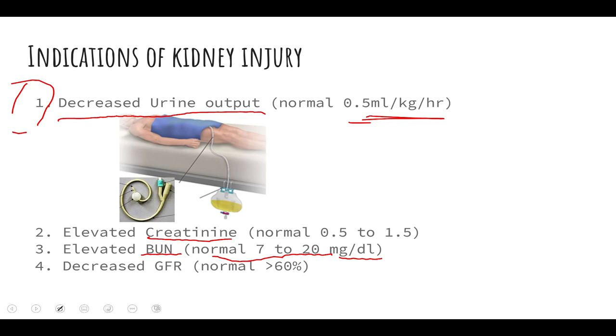Just to let you know, our normal BUN level is 7 to 20 milligrams per deciliter. So anything that is higher than that, in combination with a higher creatinine and a decreased urine output, should give you a good idea that you're having some form of kidney injury. Additionally, you may look at the glomerular filtration rate, which will drop below 60 in case of any kidney injury.